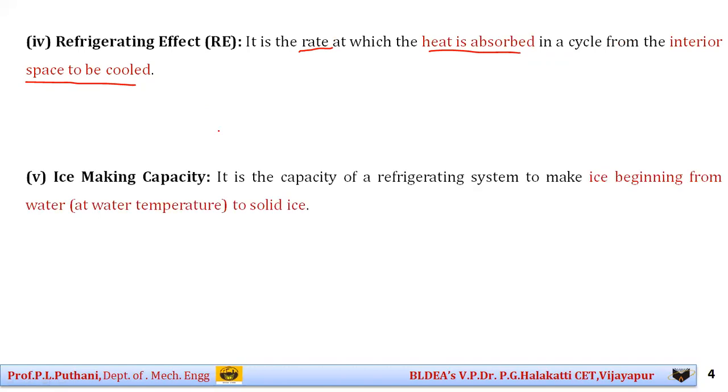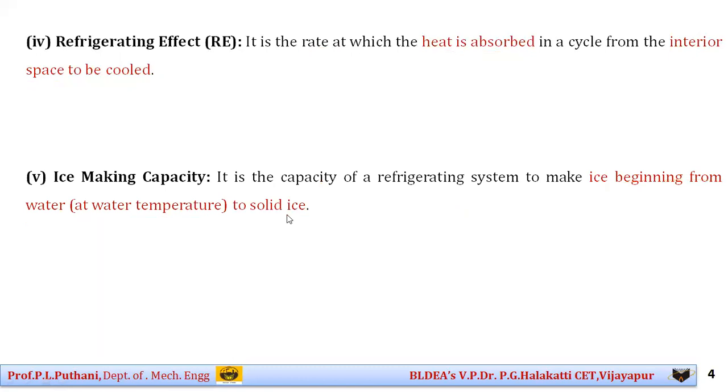Another term, students, ice making capacity. Ice making capacity is the capacity of a refrigerating system responsible for making ice, beginning from water to the solid state, that is, to form solid ice. So the capacity of a refrigeration system to make ice, beginning from water to the solid state, that is ice formation, we call ice making capacity.